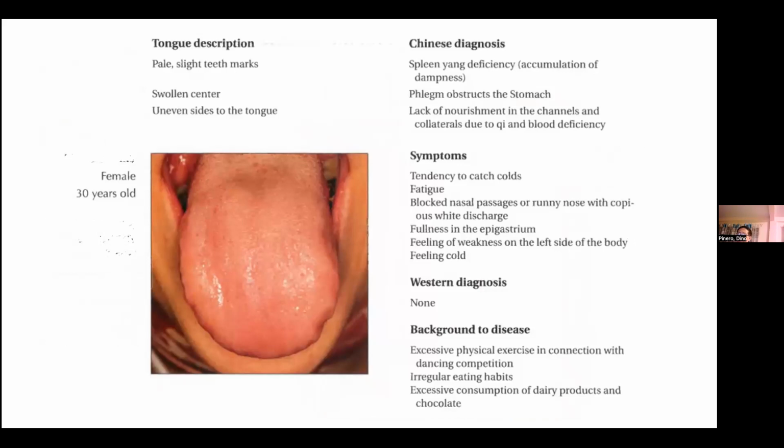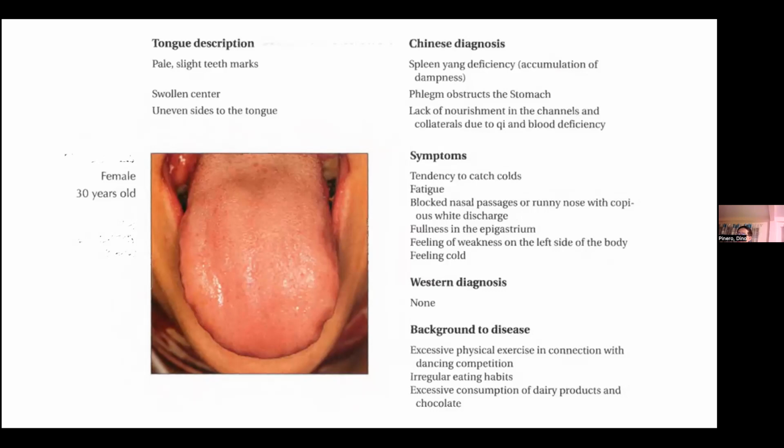Observe natin yung tongue. There is pale, slight teeth marks, which indicates that there is a spleen deficiency, accumulation of dampness. Meron siyang swollen center, which indicates that there is a phlegm obstructs the stomach. Also, may uneven sides to the tongue. Ibig sabihin, lack of nourishment in the channels and collaterals due to qi and blood deficiency.